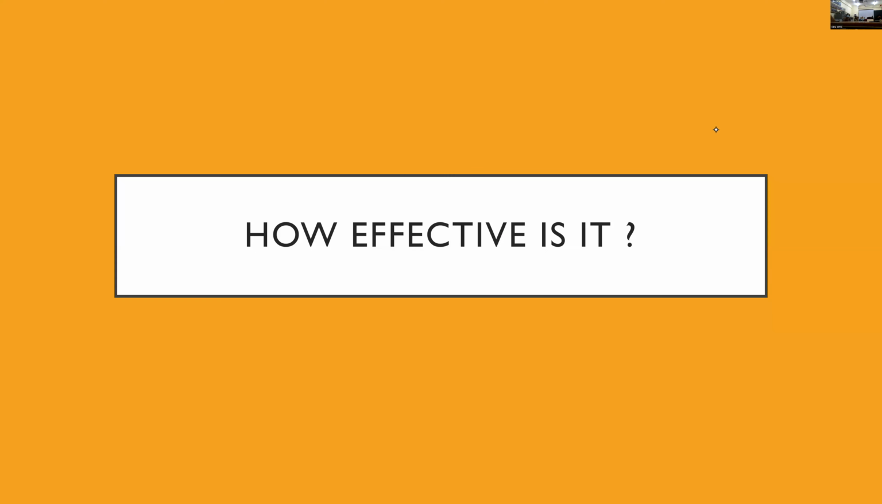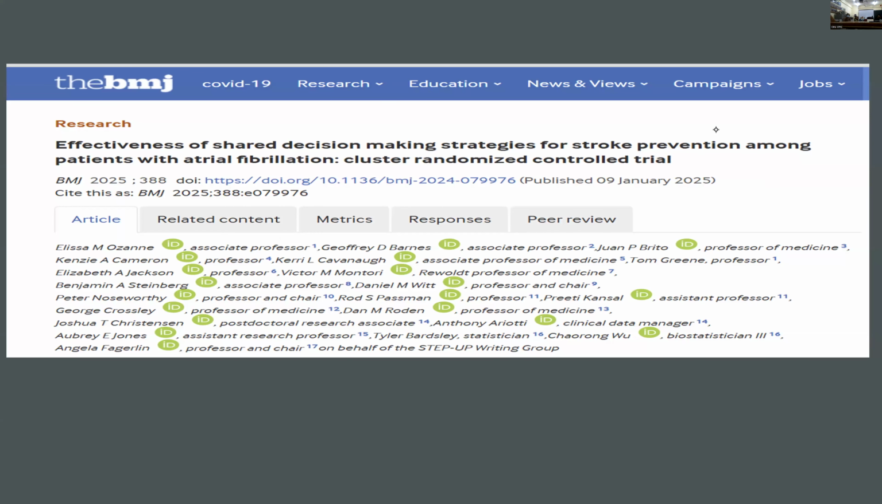Now coming to the second part, how effective is it? So there's a good aid which is developed. Is it effective in our population? Now, to answer this question, I will be presenting this cluster randomized controlled trial, which looked at the effectiveness of this aid for preventing stroke in patients with atrial fibrillation.